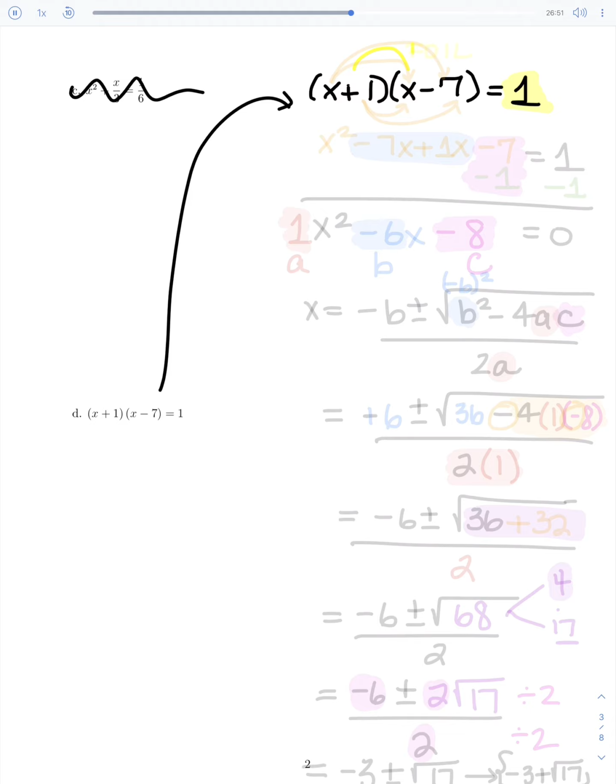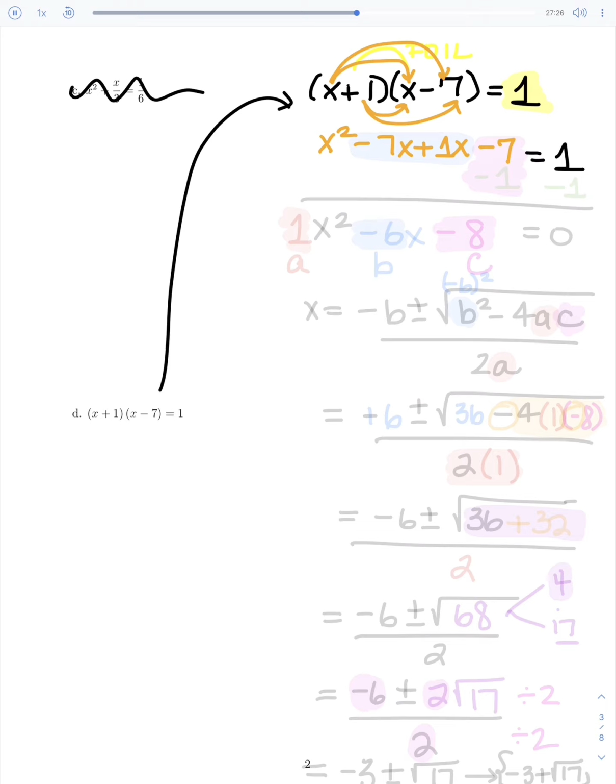So I need to actually FOIL out what I have. I need to multiply out the x plus 1 and the x minus 7. Let's FOIL here. The x times the x will get you x squared. Then the x times the negative 7 will get you negative 7x. And the 1 times the x will get you a 1x. And the 1 times the negative 7 gets you negative 7. And we still have that this equals positive 1 for now.